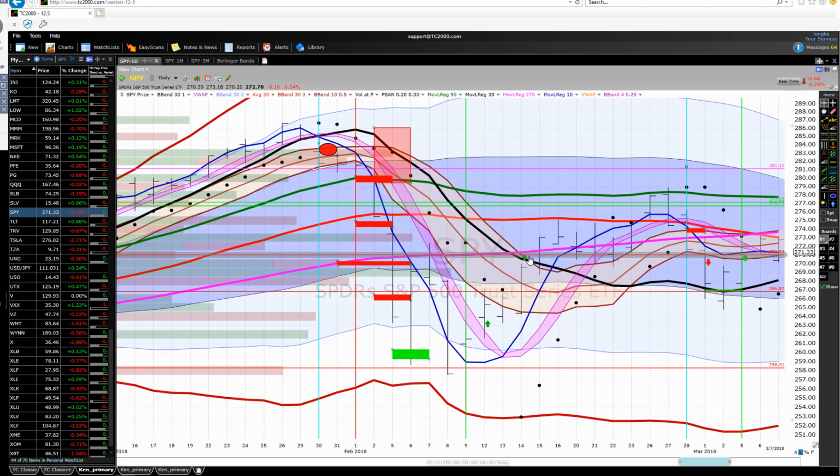And then if you drill down to the hourly charts, you would actually see out here around February 12th. Let's move this back a little bit.